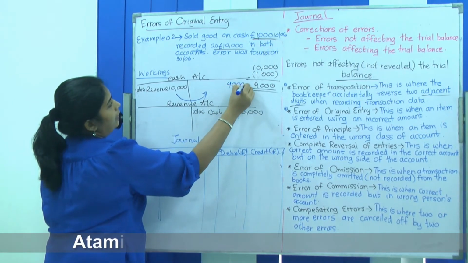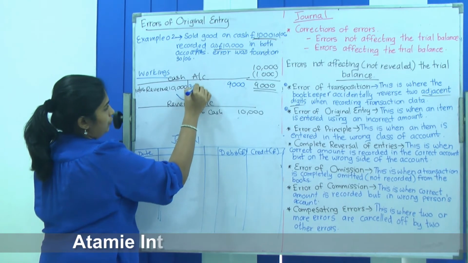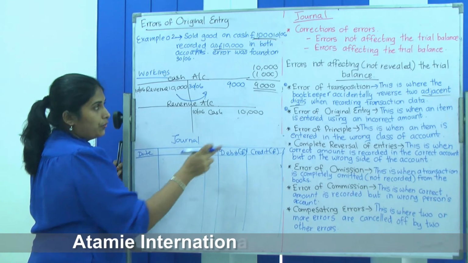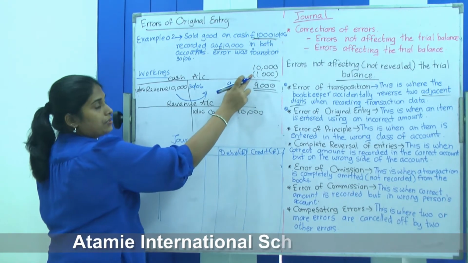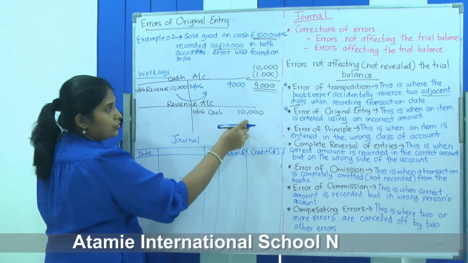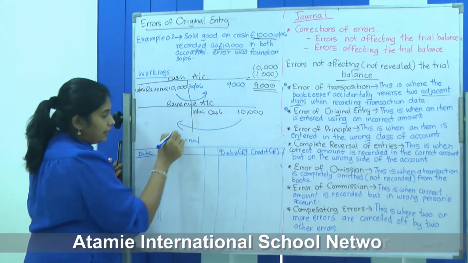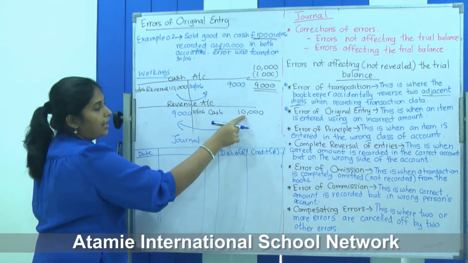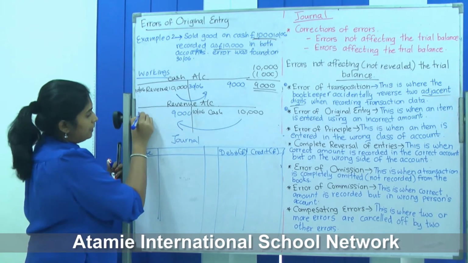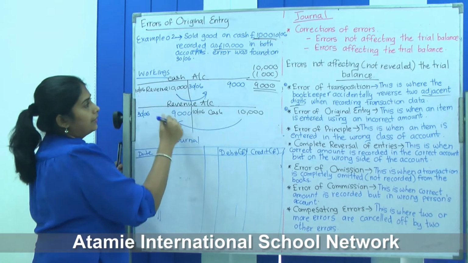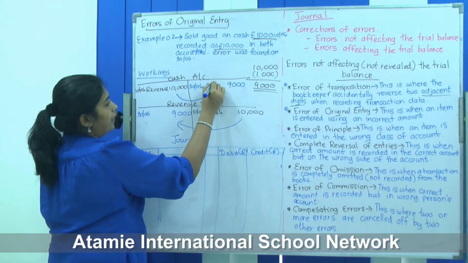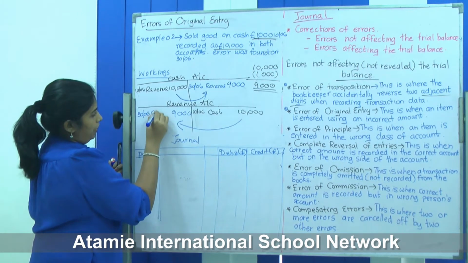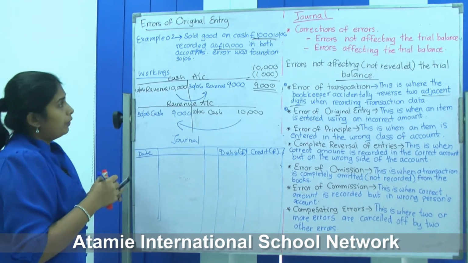So here the error was found on 30th June. And the revenue 10,000, the actual amount is 1,000. So to make 10,000 into 1,000, you have to cancel the 9,000. To cancel, it's on the credit side, so you have to debit it. And the details will be recorded in the cash account as revenue, in the revenue account as cash. So what has happened?